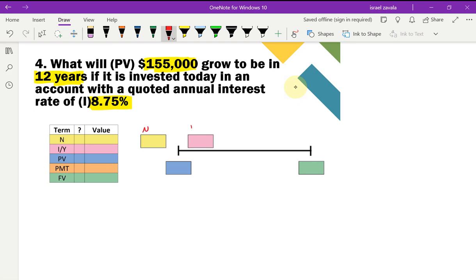So N, I/Y, PV, future value. We're looking for future value. So N is 12 years, interest 8.75, and my present value, this is what I'm going to grow, right? 12 years, 8.75%. Present value is negative 155,000. Future value is what I'm looking for. Payments are 0. Okay, this might be the last time I put them in here because I know it's repetitive.